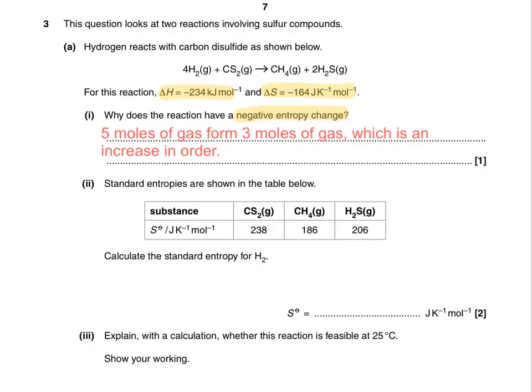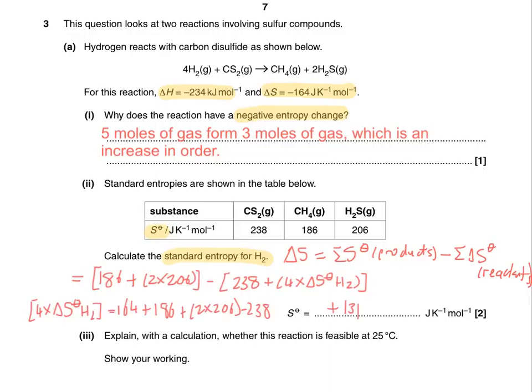5 moles of gas forming 3 moles of gas, which is an increase in order. So the next one is calculating the standard entropy for hydrogen. In other words, this value, but for hydrogen. There's an equation you need to use at this juncture. So you're looking at the total of the entropy of the products, take away the total of the entropy of the reactants.